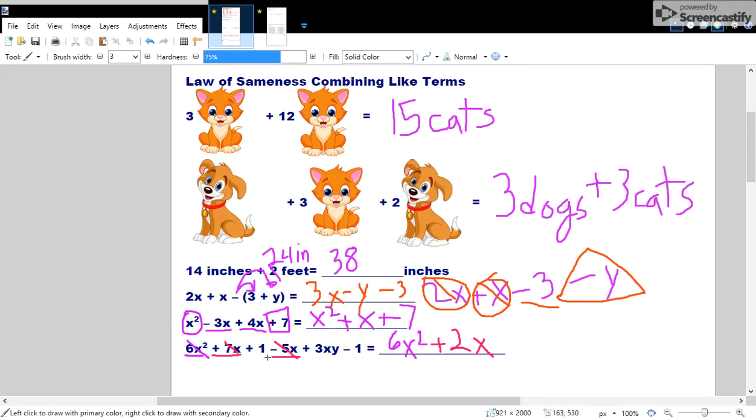Okay, let's look at our constants. We have a plus 1. We have a minus 1. Well, 1 minus 1 is 0, so they just cancel out. And let's look at our last one. We have 3 times x times y. There's nothing else that looks like that, so we just carry that over. So 6x squared plus 2x plus 3xy is our simplified expression.